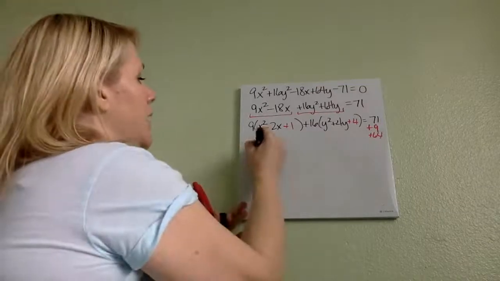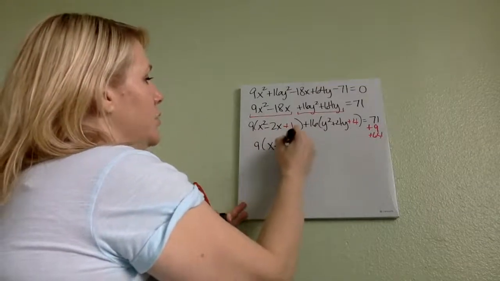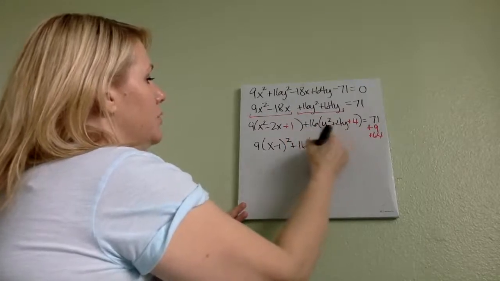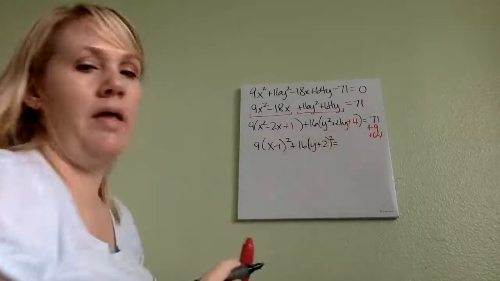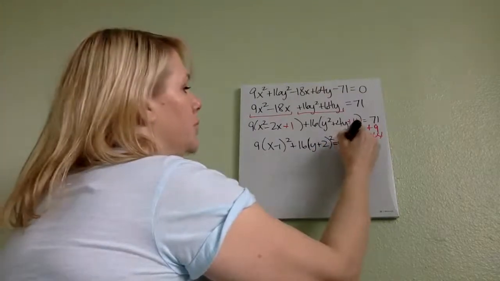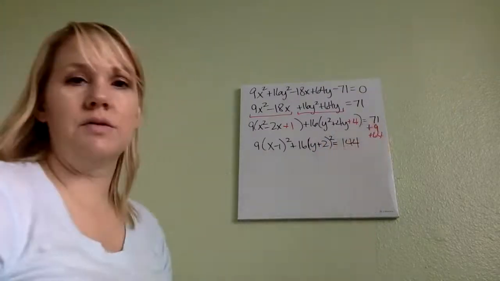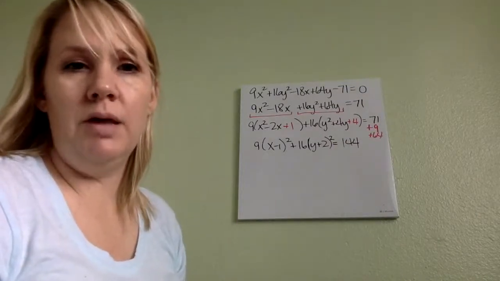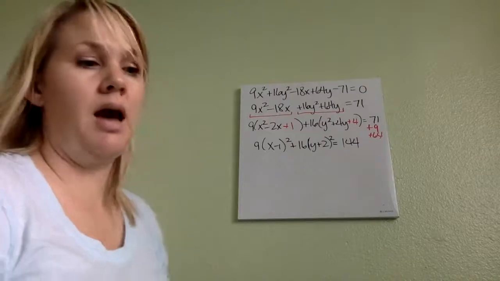So then this looks like 9 times (x minus 1) squared plus 16 times (y plus 2) squared equals, and then 71 plus 9 plus 64 is 144. Okay, so now that's very similar to what we did with the circle and the parabola. And now we're going to do what we did with the hyperbola.